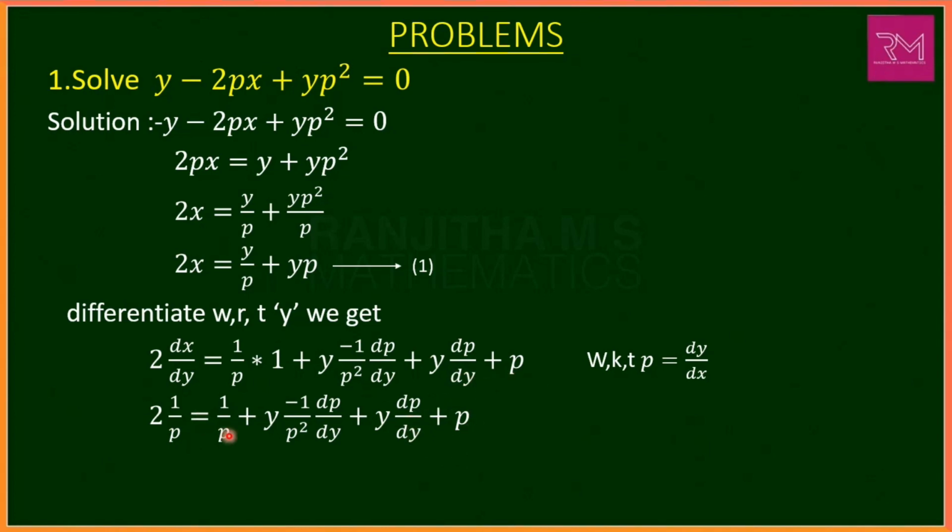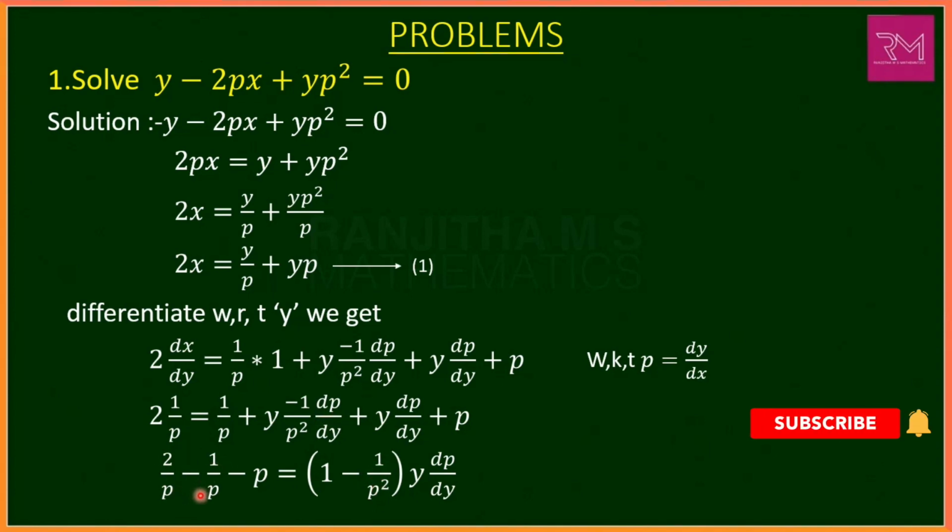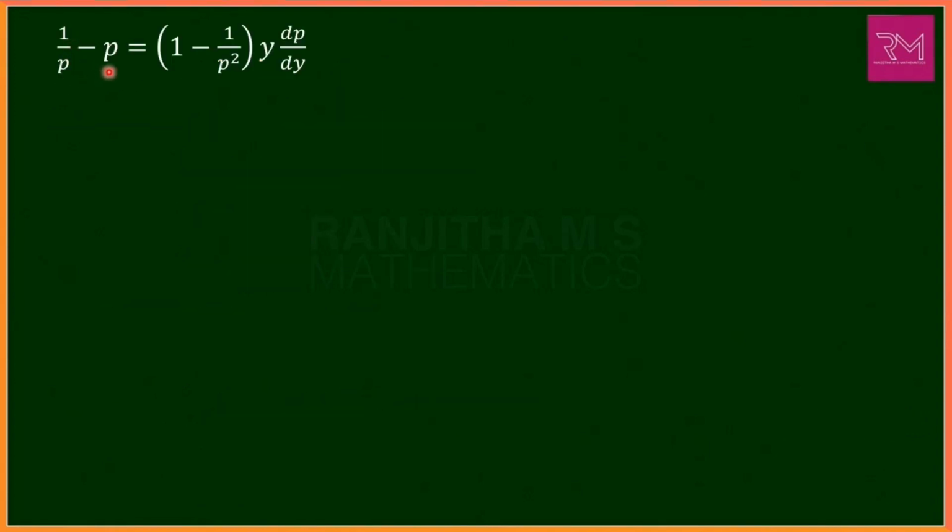Here take all the p terms to the left hand side. We get 2 by p minus 1 by p minus p, which is equal to y into dp by dy; here also there is a y into dp by dy term, so we can take y into dp by dy as common. The remaining is 1 plus into minus 1 by p square. Here take the LCM as p, we get 2 minus 1 by p, so we get 1 by p minus p in the left hand side, which is equal to 1 minus 1 by p square into y into dp by dy as it is.